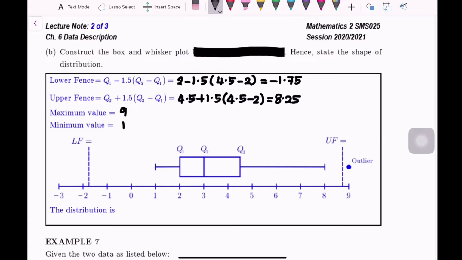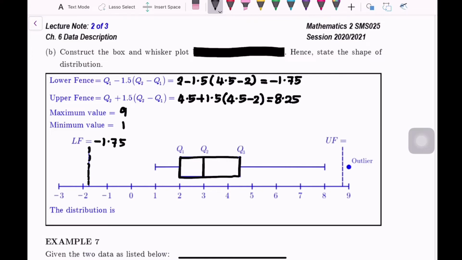First, we draw the position of Q1, which is equal to 2. Then the median or Q2 is equal to 3. Then Q3 is 4.5. We draw the box here. Then we determine the location of the lower fence, negative 1.75.